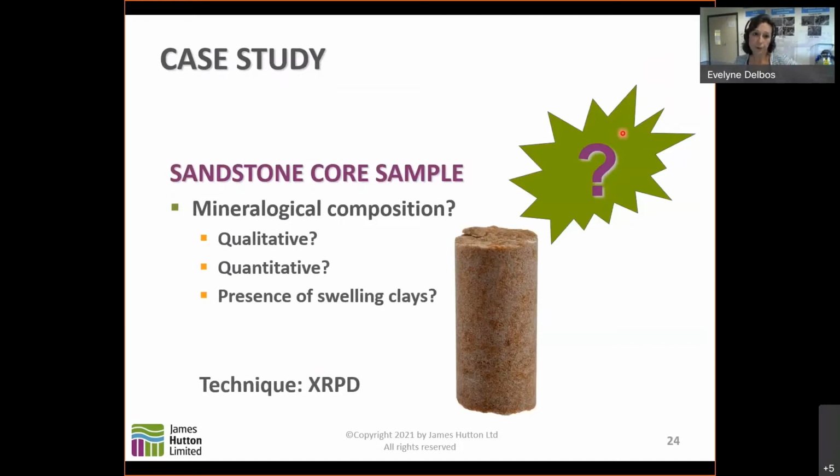Often the very first question will be on what is the mineralogical composition, and there are several ways we can go about that. We can ask for a qualitative, simply mineralogical composition. We can ask for a quantitative, or we can maybe ask whether there are specific clays present. It's very important, for instance, for swelling clays, if they are there or not. In any case, any of these questions can be answered by XRPD.